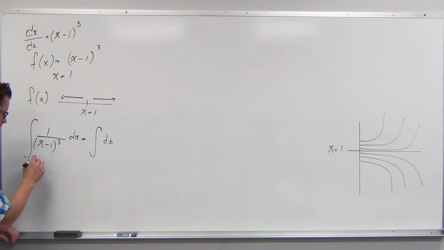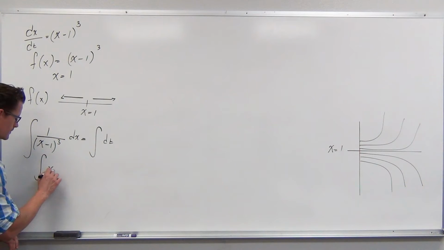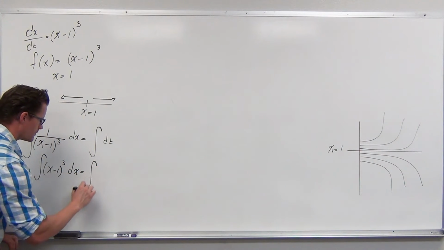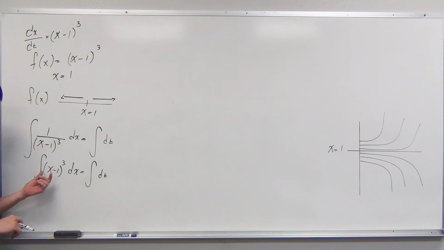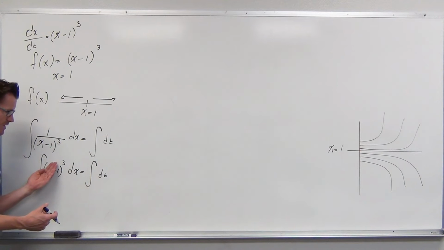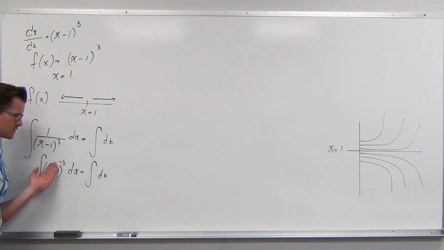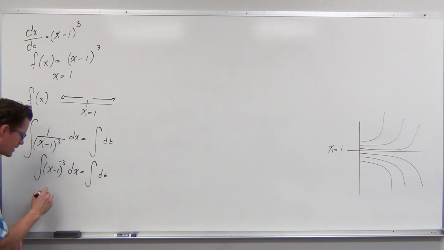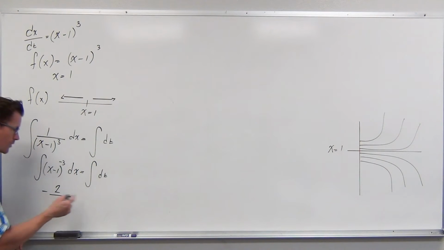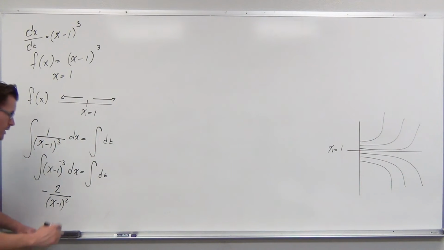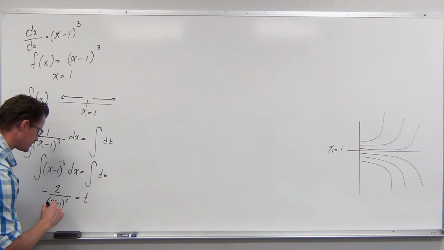We have this u sub again. Where we can imagine a derivative of x minus 1 is just 1, so it's kind of a trivial u sub. I like to cover that up and say, okay, if that's a u to the negative third power, I would add 1, that's u to the negative 2 over negative 2. So I'm going to get this negative 2 over u, or x minus 1 to the negative 2, or squared, equals t.